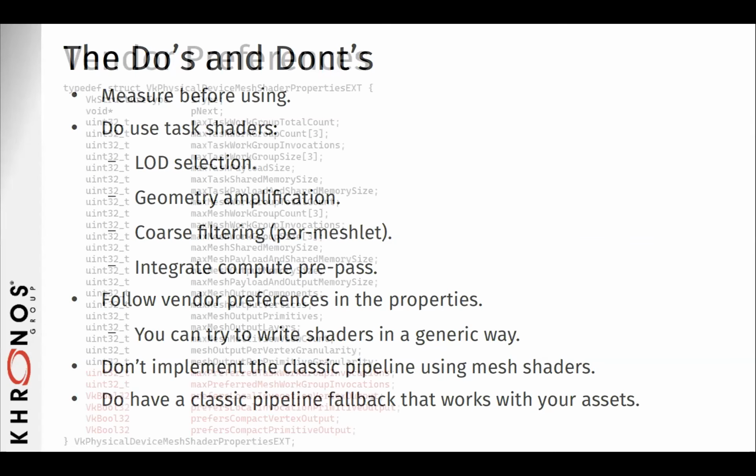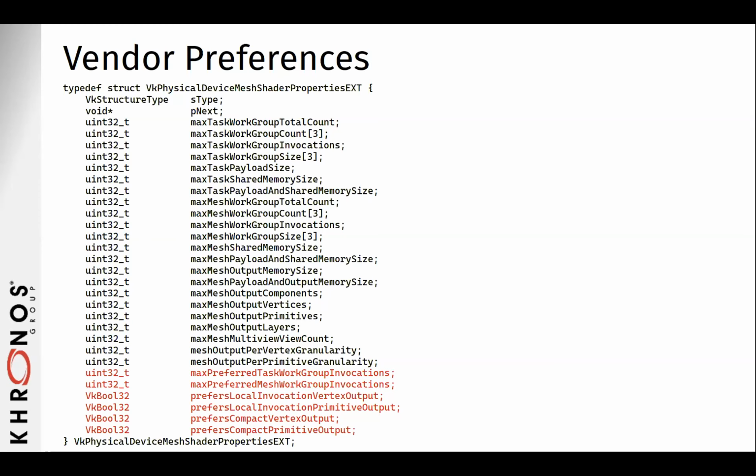Related to this is the mesh shading properties structure. Most of these specify limits about the number of workgroups, invocations, or memory sizes in the output, shared memory, and payload. But the last ones that I marked in red here are vendor preferences and are very important for performance.